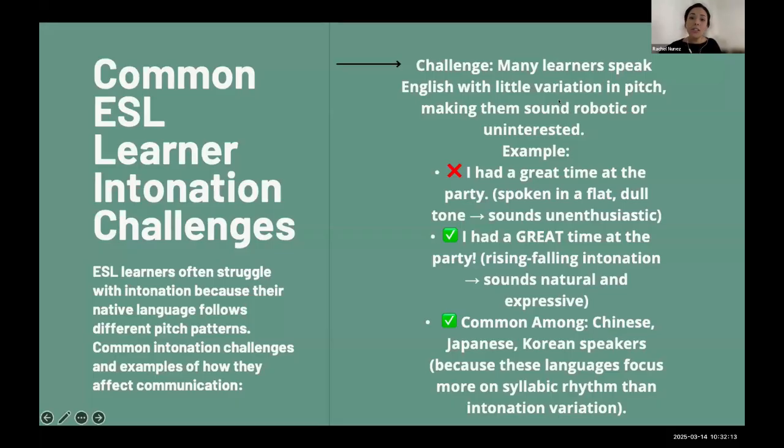Challenge. So many learners speak English with little variation in speak, making them sound robotic or uninterested. So sometimes they might sound like they're angry or upset, but they're really not. It's because in their native tongue, they don't have that intonation or pitch when they're speaking. For example, this is really common among Chinese, Japanese, Korean speakers.